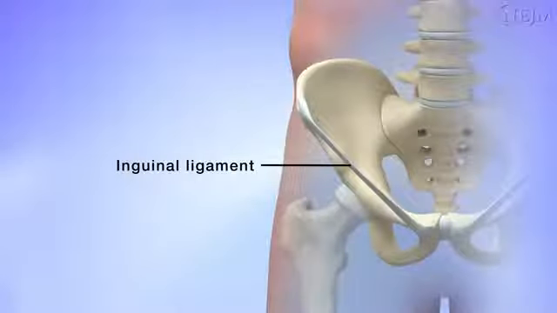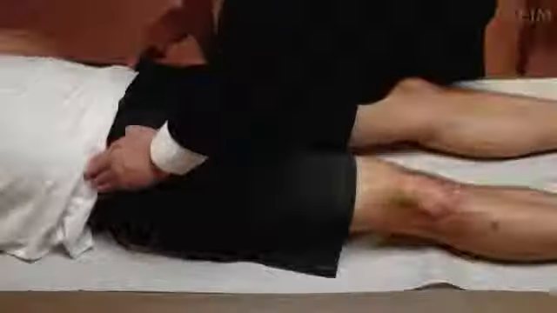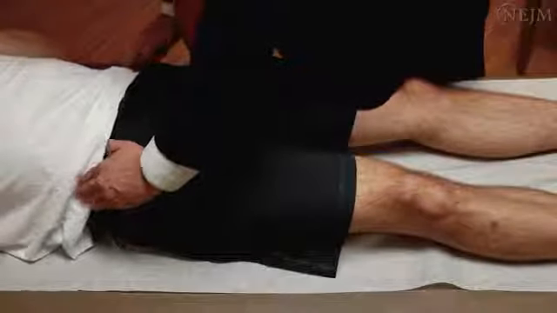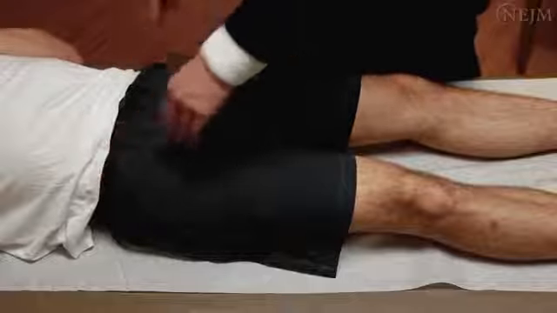Palpate the inguinal ligament. Pain here may represent iliopsoas injury or an inguinal hernia. Palpate the iliac crest. Tenderness in this area could result from an oblique avulsion fracture. In children, however, tenderness here is common because the growth plates are active.